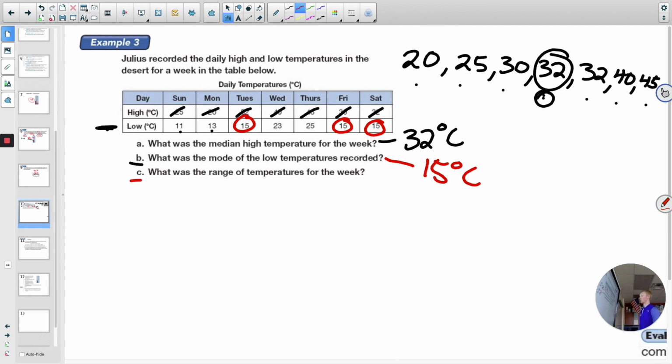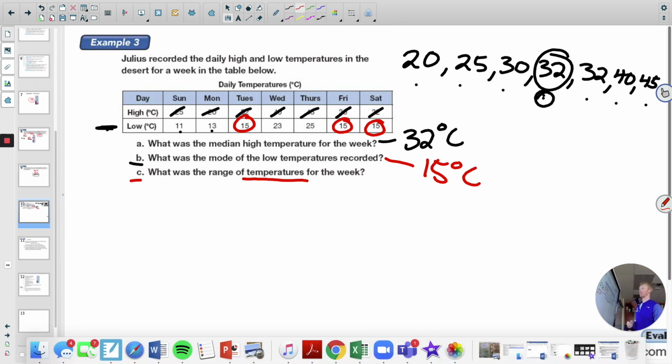All right, and then C, what was the range of the temperatures for the week? So the range is you take the biggest number and the smallest number and find the difference. Range of temperatures for the week. So that means like high and low. So I'm going to take the highest high and the lowest low and find the difference.